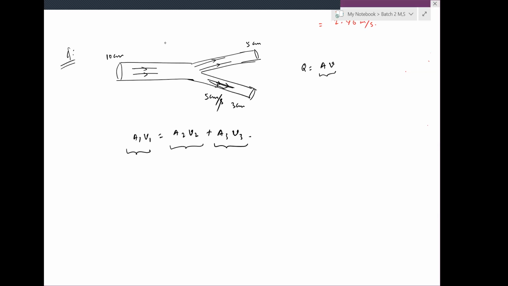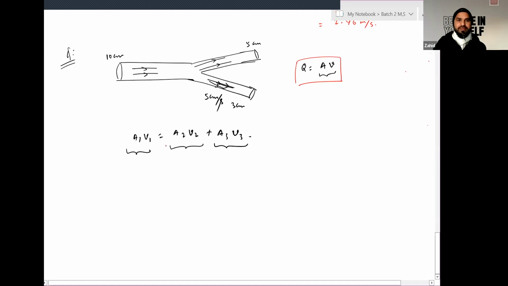Yes, sir. So this particular quantity is basically A1V1, which is given. You can find A3V3 since the radius is given and the velocity of flowing liquid in this part is also given. So take area A3 as pi times r squared and velocity to be 5 centimeter per second. So this is given, this is given. For this part, area will be pi r squared where r is 5 centimeter. So from this you will get V2.